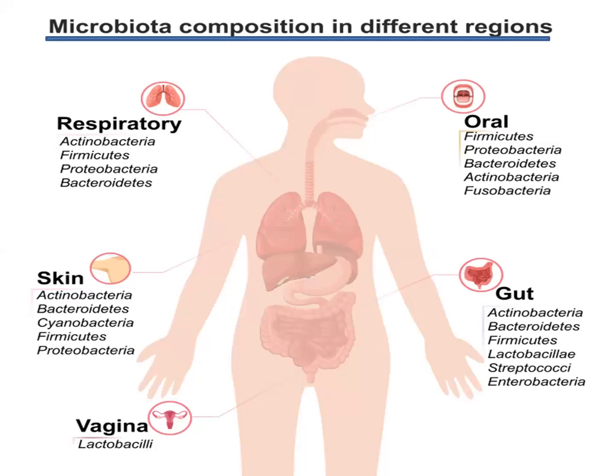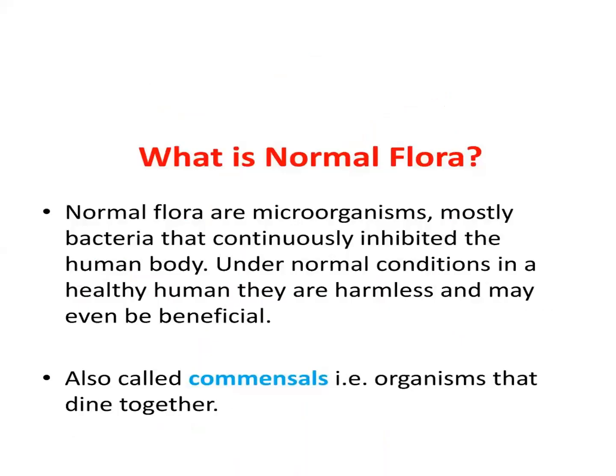These are the microbiota compositions in different regions of the body: respiratory, skin, vagina, gut, and oral. What is normal flora? Normal flora are the microbiome, mostly bacteria, that continuously inhabit the human body. Under normal conditions in a healthy human, they are harmless and may even be beneficial. Also called commensal, it is an organism that dines together.